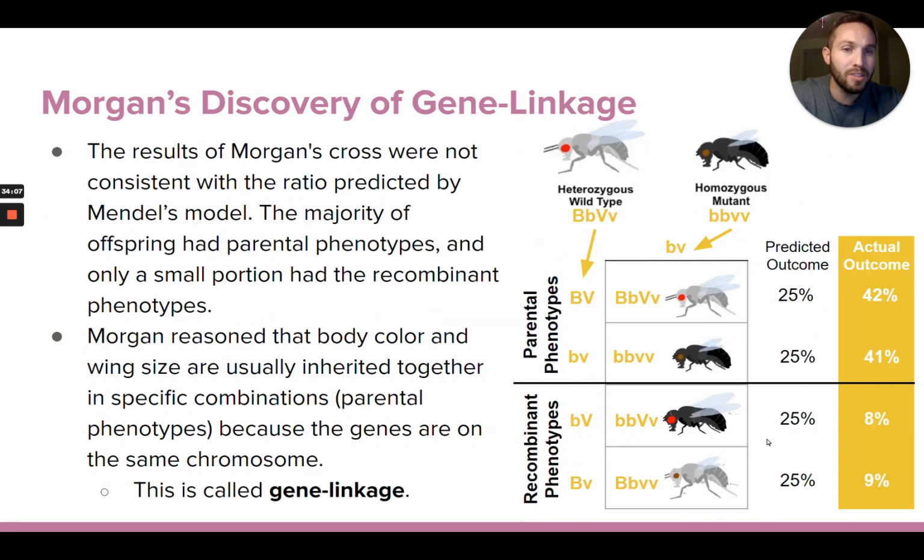The recombinants are these guys, and the recombination frequency would be the total percent of offspring that have this recombinant phenotype, which is this phenotype and this phenotype.